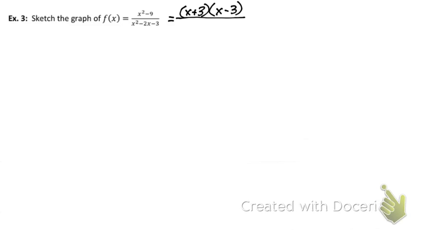And then on the bottom, we are going to factor it. So I'm going to have x, and that must be a minus 3 and an x plus 1.